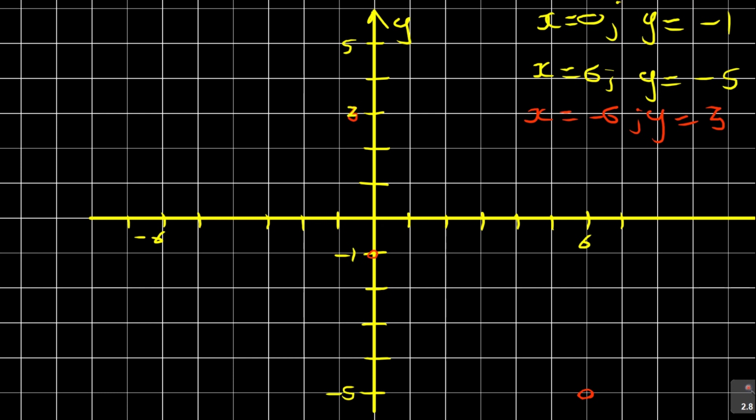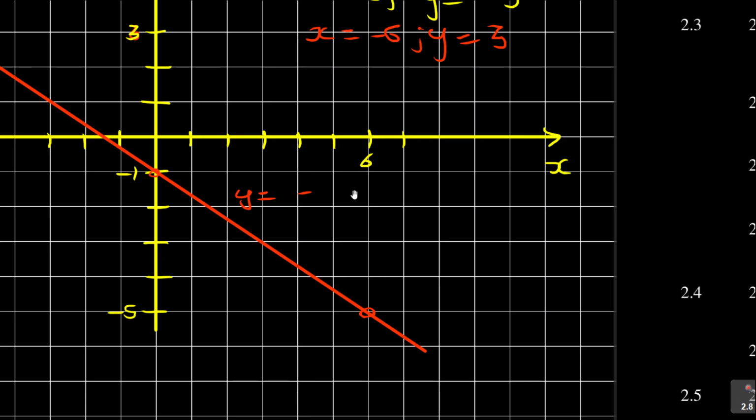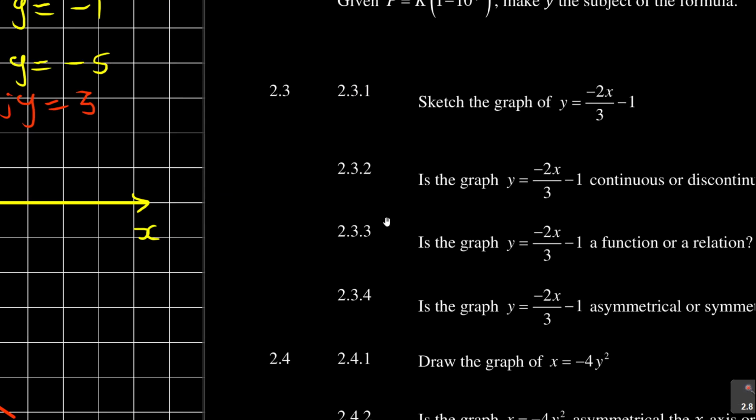Okay. So my point is somewhere here. So I can actually have now my line coming all the way. It's a straight line graph. You see that? So that is a straight line graph, and that graph is y is equal to minus, I think, 2x over 3. Let me check that graph. It's -2x over 3 minus 1, I think. And that is that. Yes.